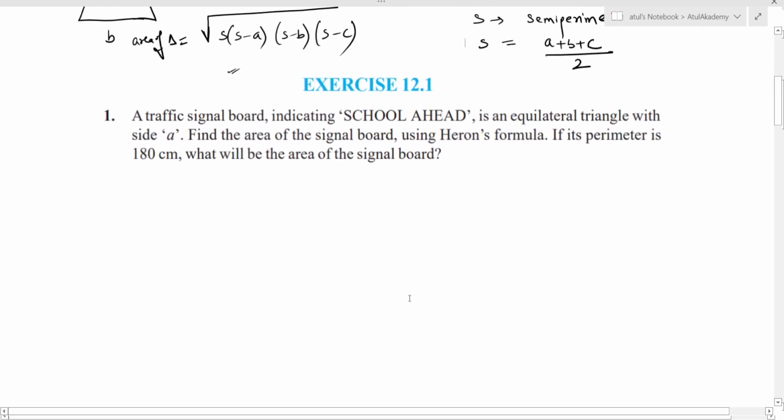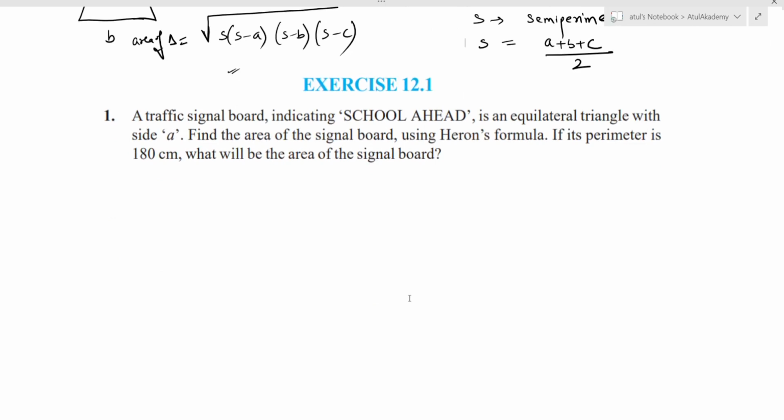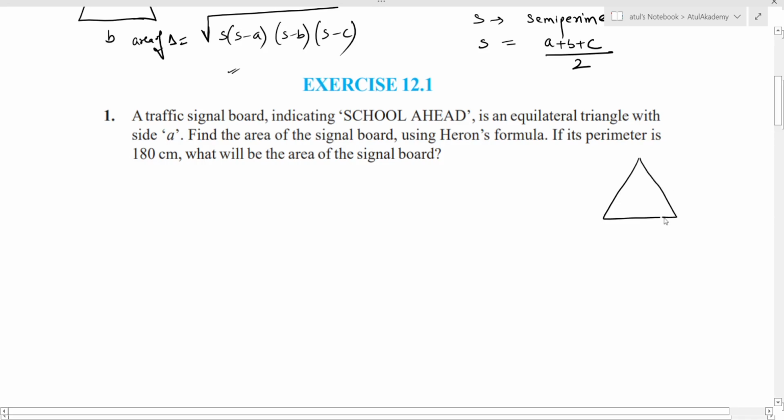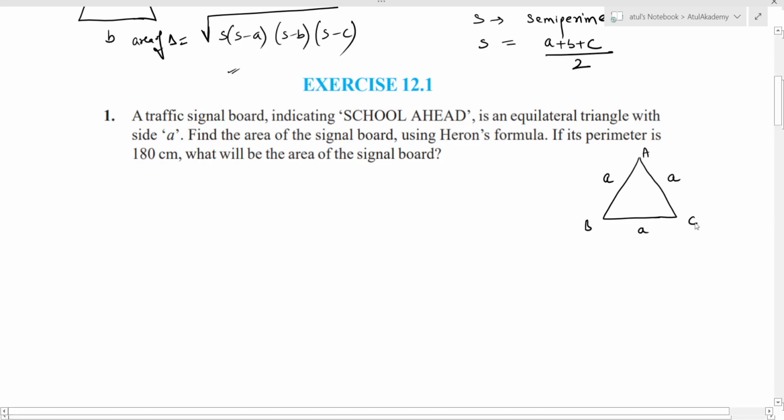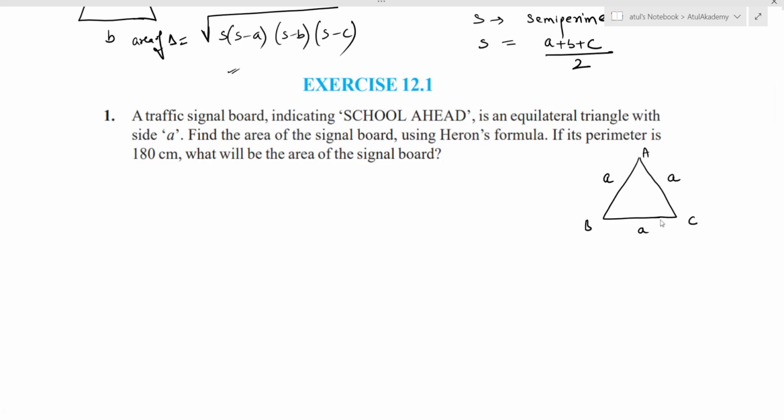It says that a traffic signal board indicating school ahead is an equilateral triangle with side A. So you have a board which is in the form of an equilateral triangle. The sides are A, because in an equilateral triangle all the sides are the same. We need to find the area of the signal board using Heron's formula. So the first part says, using the variables only, let's derive the formula for an equilateral triangle.